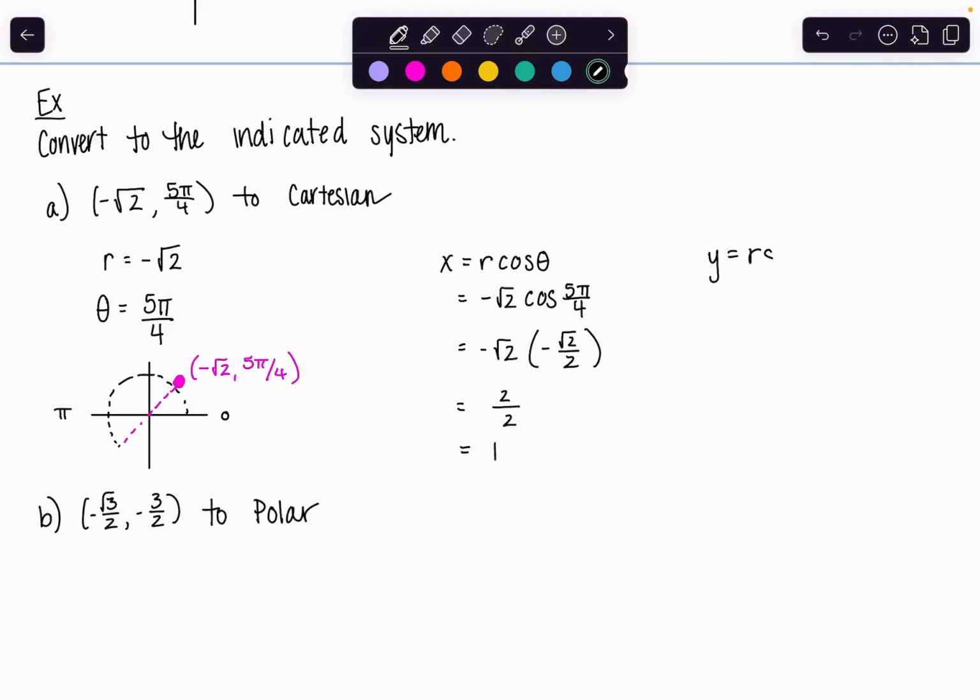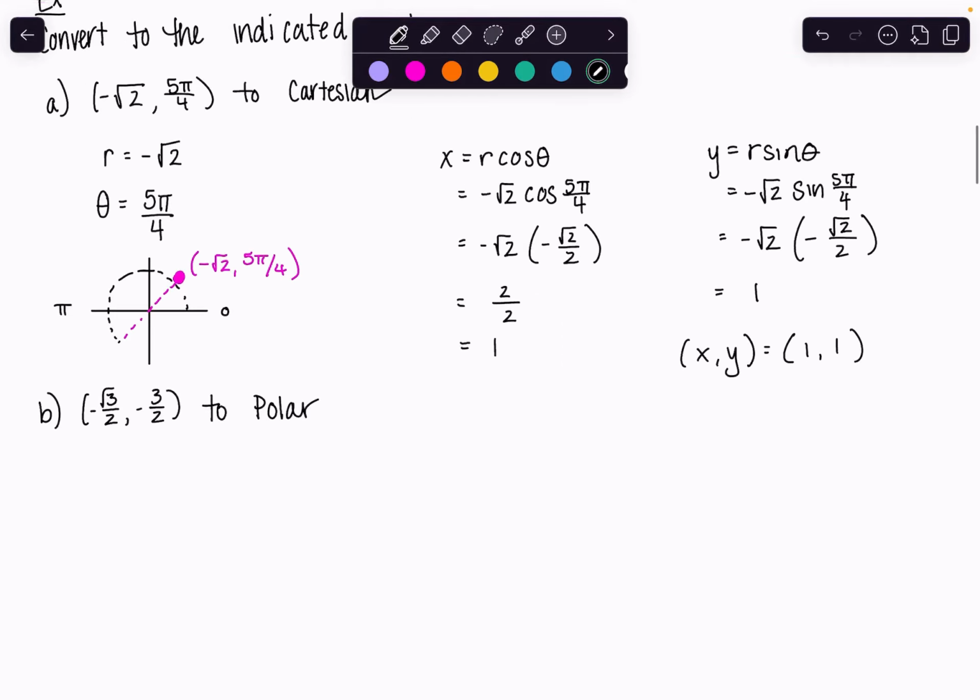And likewise, when we go to find y, it's equal to r sine theta. So it's negative root 2 sine of 5 pi over 4. And then again, because you're a pi over 4 angle, it's a root 2 over 2. We are in quadrant 3 with this angle, so sine is negative. So it really ends up being exactly the same thing. So this results in positive 1. So this coordinate in Cartesian form is given by (1, 1). Okay.